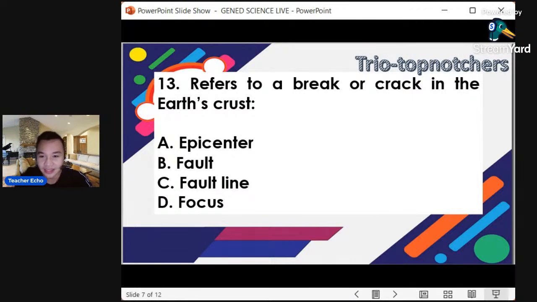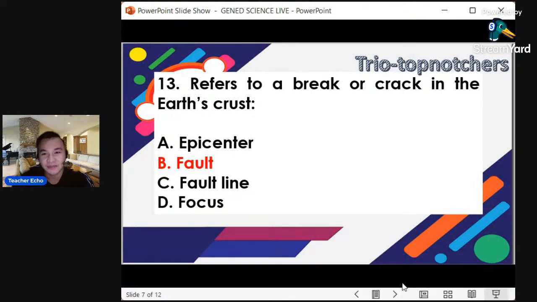Alright. Ang sagot po dito is fault po. Okay, fault. Letter B, fault. Fault po. It refers to a break or crack in the Earth's crust. Fault po yung sagot. Okay, bakit? Tignan natin ang keyword sa question. Okay, break.